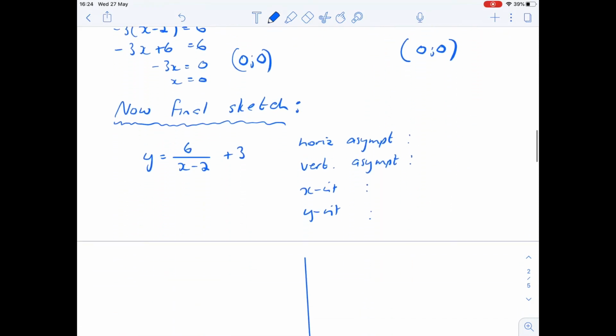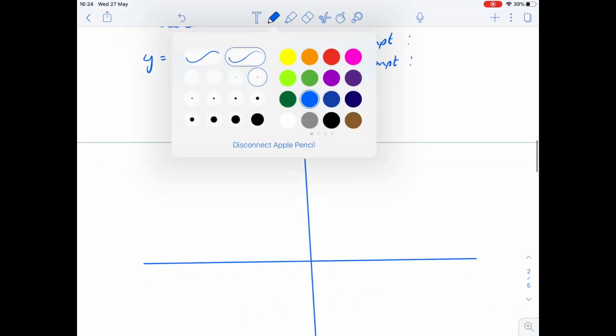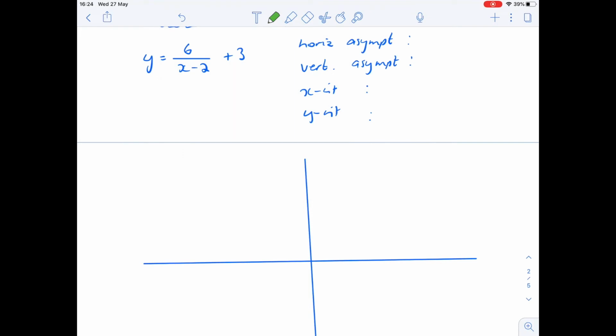So now we need to do the final sketch. Let's do it in a different color. So my horizontal asymptote was y equals 3. My vertical asymptote was x equals 2. Let's draw that. So now when you go and you sketch it, the first thing you do is you always put in your asymptote. So that's 3. Remember, it would be 0, 3. We always write it as a point with an x and a y coordinate.